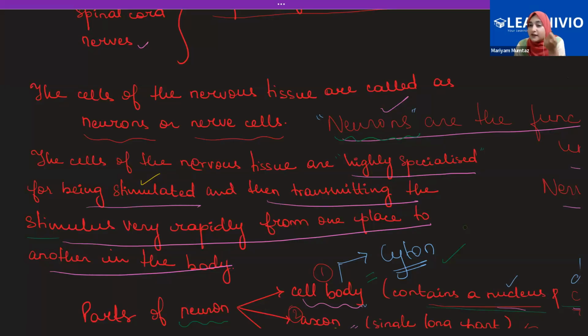So this specificity, this being highly specialized, is again because of the neurons that are there. And our nervous system is responsible for making us who we are. All of our attributes, all of our qualities that we have, it's because of our nervous system. Clear, students?